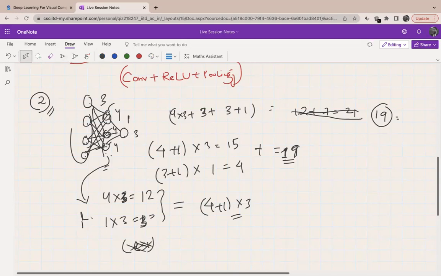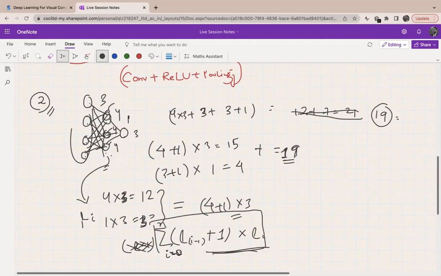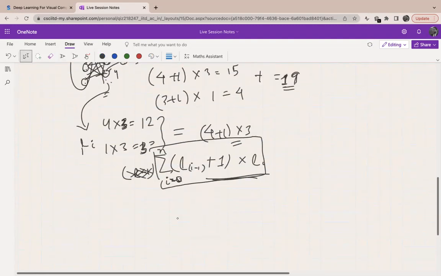Sorry, I'm going for Li. I'll go for Li minus 1 subscript plus 1 into Li. Okay, and I will iterate. I will sum it for all the layers, for I equals 0 to n, for all the layers. I'll do this and I will have my answer.